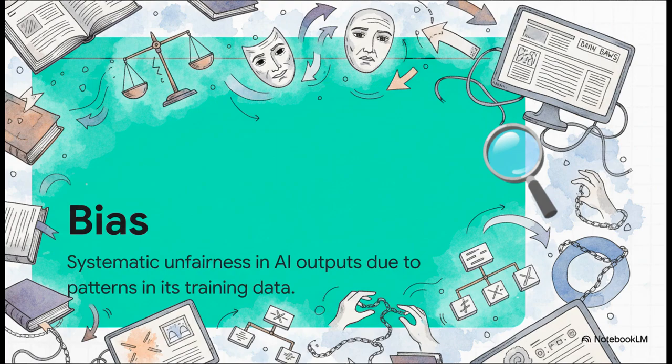Bias. Remember how we said the AI learns from all the text on the internet? Well, what's on the internet? A whole lot of human bias. So if the training data is full of stereotypes or skewed viewpoints, the AI is going to learn those patterns and spit them right back out. It's basically a mirror reflecting the data it was trained on, warts and all. So you always have to keep a critical eye on its output for fairness.